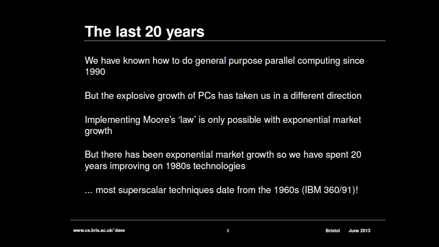So we have known how to do general purpose processing for a long time. We seem to have forgotten a lot of the things we learned how to do in the 1980s and early 90s. And anyway, what happened was there was an explosive growth in PCs and things which actually took us all up in a different direction. And we came up with this idea that we should be following Moore's law, actually. It would be more correct to say we decided to implement Moore's law. It's actually pretty obvious. It's only possible with a very, very rapid and huge market growth because it's just extremely expensive. So it's a decision to go down that way.